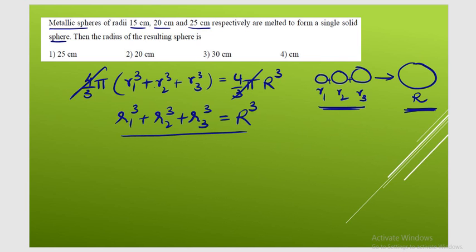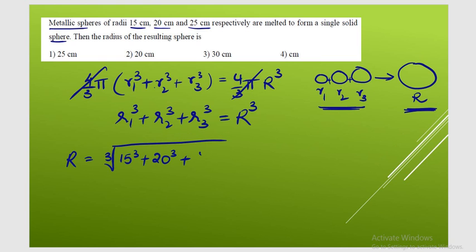So directly you can remember this relation. Whenever such a type of question is given, you can directly use this formula. So R is equal to the cube root of R1 cube plus R2 cube plus R3 cube. R1 is 15, so 15 cube plus 20 cube plus 25 cube. Now from this I can take 5 cube as common. When I take 5 cube outside the cube root, it becomes 5. So 5 into the cube root of 3 cube plus 4 cube plus 5 cube.